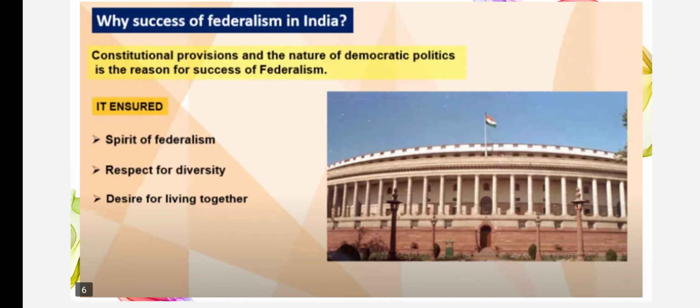Now, why do we see the success of federalism in India? What's the reason for the success of federalism, children? The main reasons are the constitutional provisions and the nature of democratic politics. And also it ensures the spirit of federalism, which means the division of powers and respect for the diversity which exists all over our country. And the third one is the desire for living together. We all have a desire to live together.